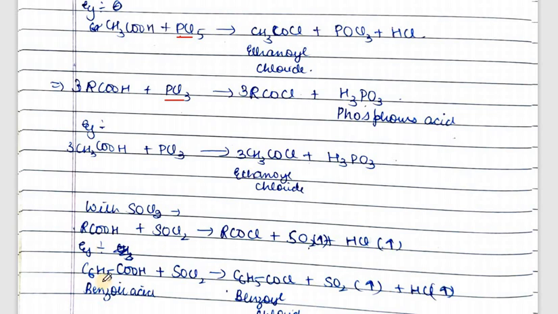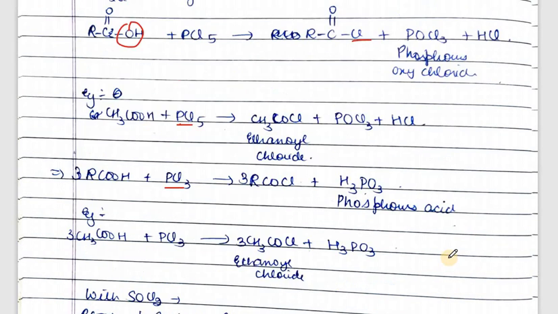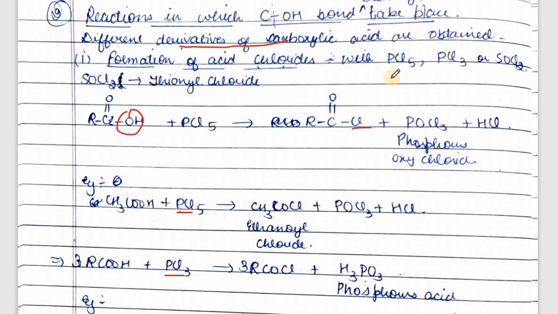And if we take an example, that is, instead of R we take this phenyl group, that is benzoic acid with thionyl chloride, we get benzoyl chloride with sulfur dioxide and HCl. So with PCl5, PCl3, or with thionyl chloride, all give acid chlorides.